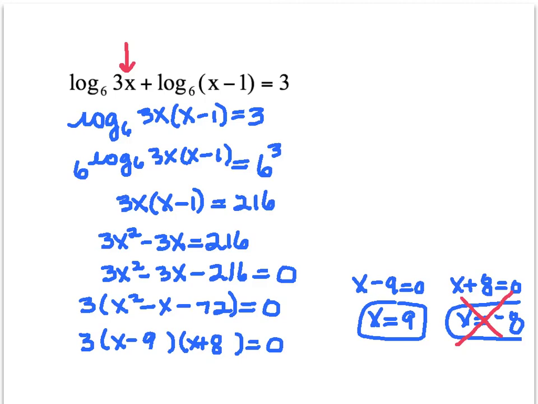3 times 9 is 27. And if I plug the 9 over here, 9 minus 1 is equal to 8. And so 9 works in both of my logarithms. 9 is going to be my solution.